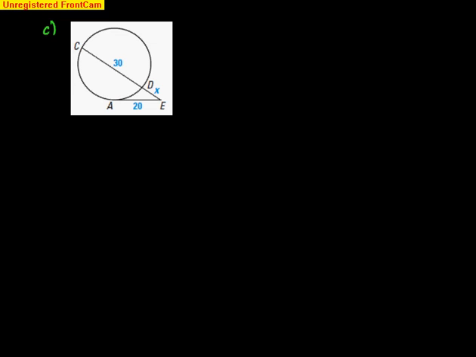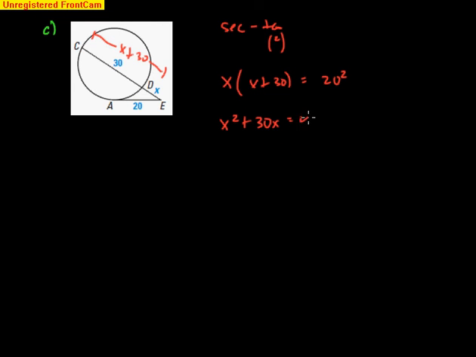And finally, we take a look at this problem here, last segment problem, and I look and I see this is a secant tangent problem. Secant is part and whole, and tangent, remember, it is squared. So when I set up my equation, my secant, my outside part, is x. My entire segment is x plus 30. The tangent is 20, and we're going to square it. So I distribute my x squared plus 30x equals, and 20 squared is 400.